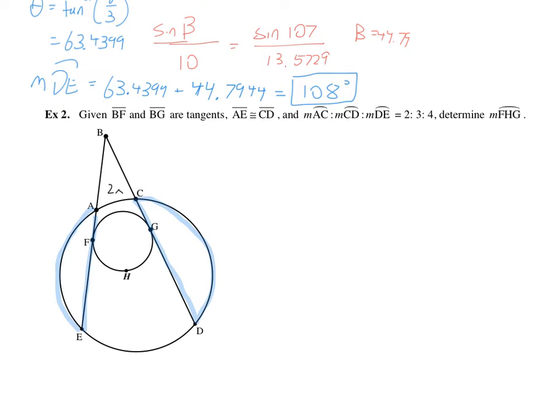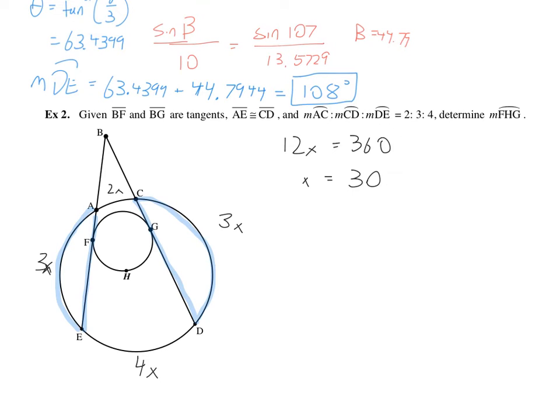I'm going to use that for my ratio. CD is 3x and 4x, but since these two are congruent, I know I should use this 3x over here as well. So I can add all of those up to find the angle measures of those arcs. So that's going to be 5x, 9x, 12x equals 360 when I add all of those up. So x is going to be 30.